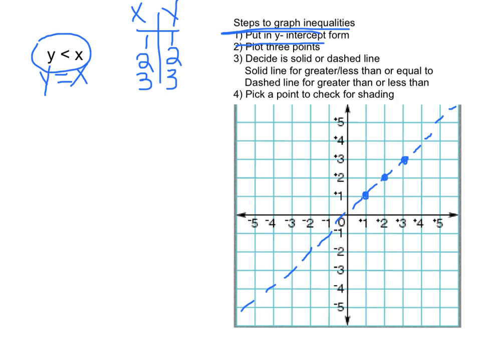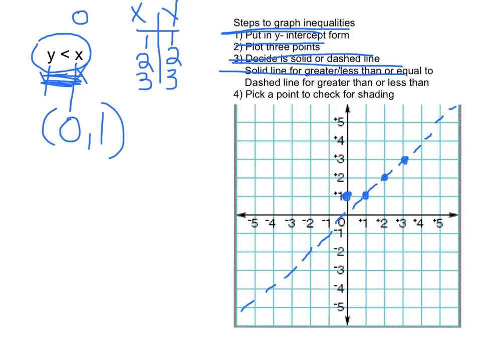All right, so now that that's done, this is what's very different about inequalities. We have to pick a point to check for shading. So I want to ignore this, and I'm going to pick a point. I might pick a point like 0, 1. I know that's right here. So let's plug those points in. X is 0, and y is 1.